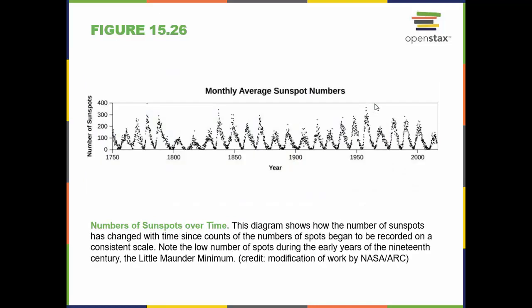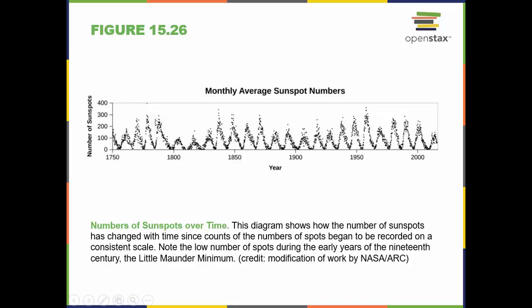So if we look at the monthly average sunspot numbers, this diagram shows how the number of sunspots has changed with time since counts of the number of sunspots began being recorded consistently. And note the low number of spots during the early years of the 19th century, where we had the little Maunder minimum.